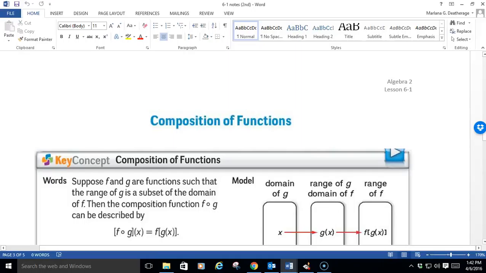Okay, so we're on 6-1, page 3 of the notes. We're starting composition of functions. Now, you compose functions quite often and you don't even realize it's what you're doing. You just do it in a two-step process instead of one.